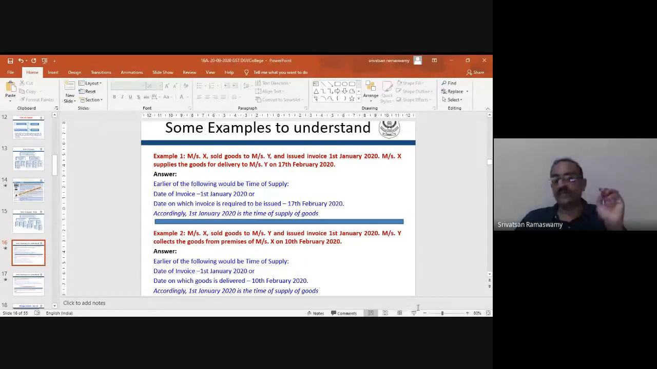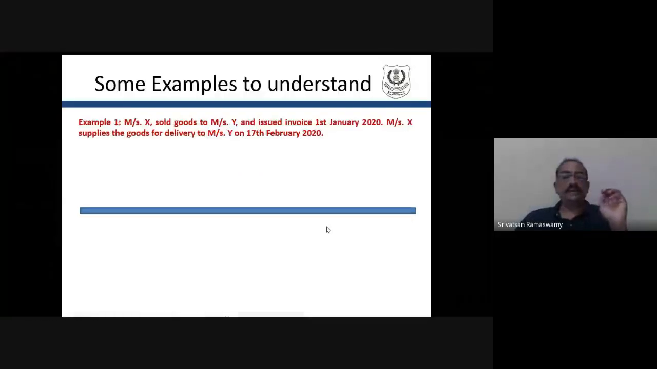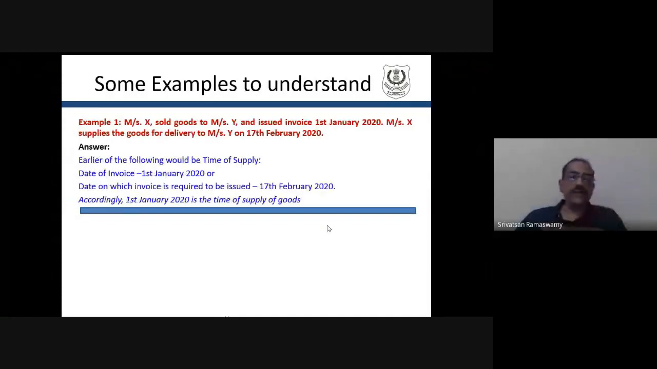Okay, so the answer is earlier of the following: the date of invoice is 1st January. The date of actual supply will be 17th of February. Because invoice has been raised on 1st of January, the time of supply will be 1st of January, and the GST liability shall be discharged to the invoice amount that was raised on 1st of January completely. So in case an advance has been received, because it is supply of goods, the date of receipt of advance will not be a criteria to decide the time of supply.